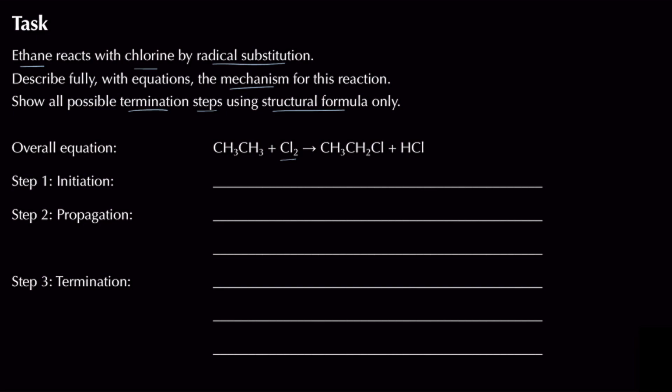Now in this case, we end up with chlorine that undergoes homolytic fission, where we have UV above the arrow, and then we end up forming our 2 chlorine radicals. That's 1 mark for the first step so far.